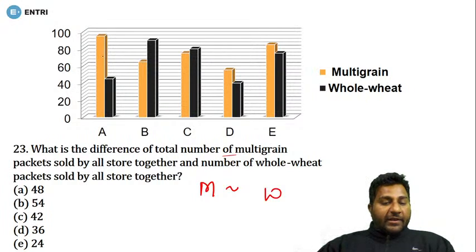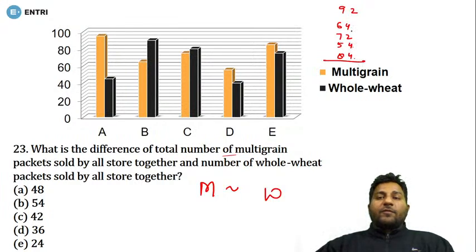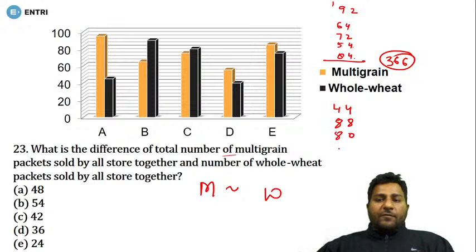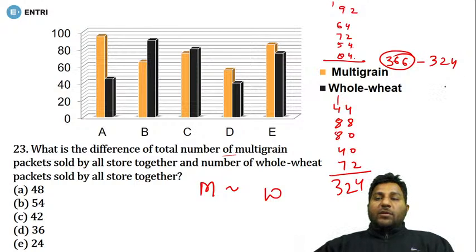Look at this. Multigrain means, let's add it: 92 plus 64 plus 72 plus 54 plus 84. So let's add it. 4, 4, 4, 12, 12 and 4 is 16, 10, 6, 16 and 12 is 28, 28 and 8 is 36. So 366. Now let's add the second one: 44 and 44 is 88, and 80 and 40 and 72. 8 2s are 10 and 8 2 10 and 14. All right, so 5, 8, 8, 16, 5, 21, 21, 4, 25, 25 and 7, 324. So clearly the difference between 324 and 366 will be 42. Okay, that means your option C will be the correct one.